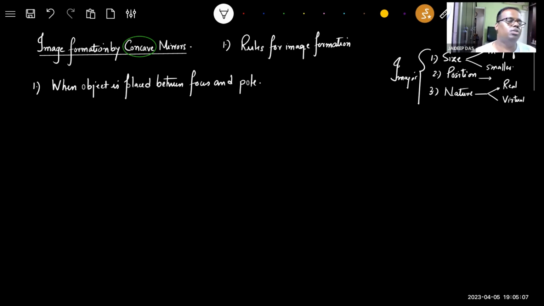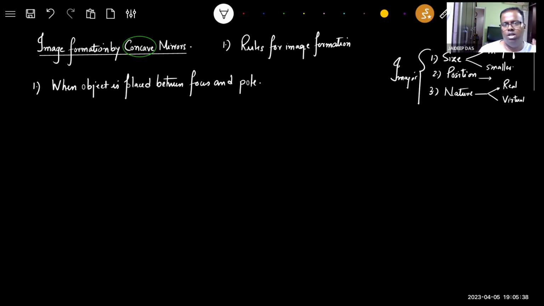Size can be either you'll get a magnified image or you can get a smaller image. We will see a special case of smaller also. When it is extremely smaller, we use a separate word which is known as diminished. My voice may be a little bit less today, children. I'm not doing well, so pardon me for that. Position will vary based on the position the image is formed, and nature would always be talking about real and virtual. Every numerical that you will solve, you have to speak about these three things: size, position, nature.